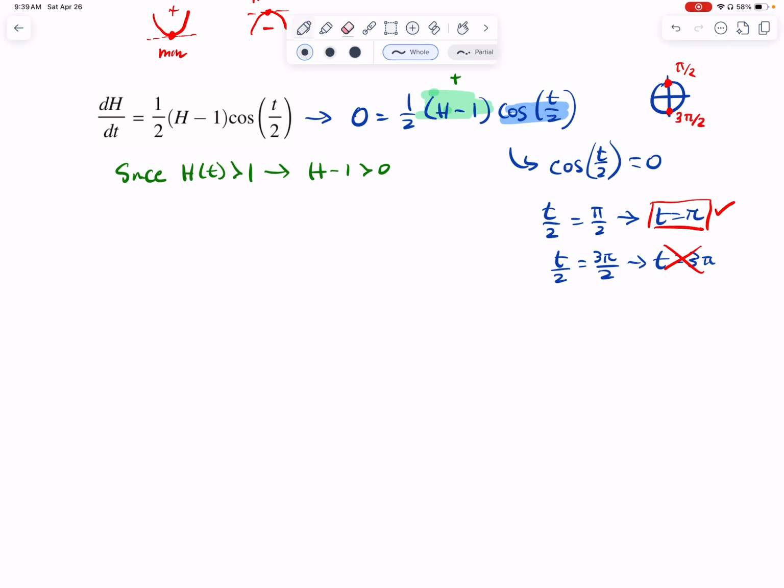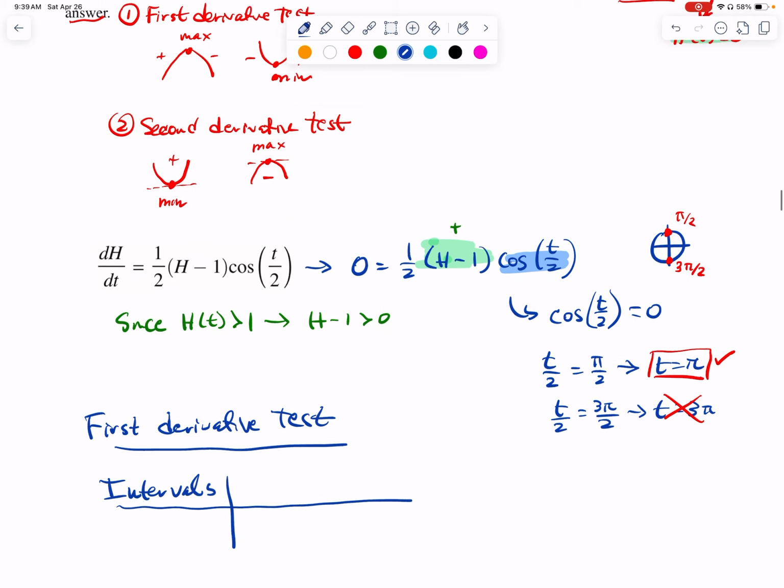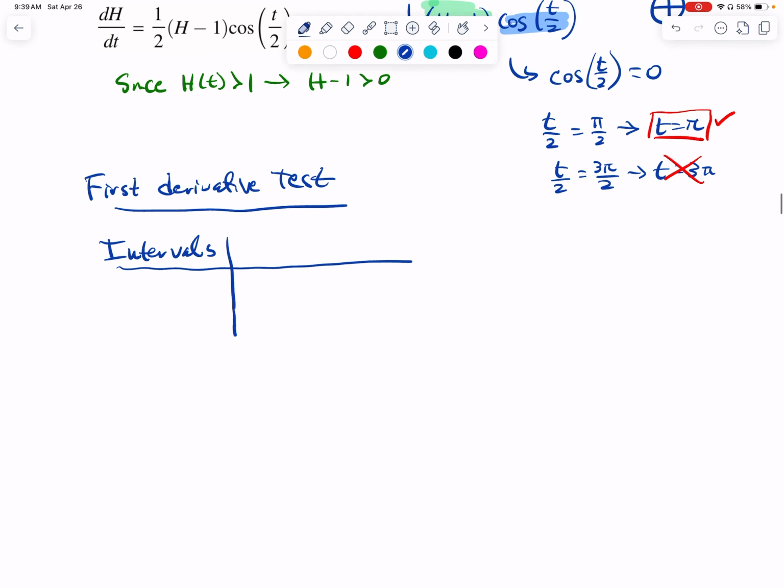So here, let's talk about the first derivative test. And it'll go like this. We usually set up some intervals. And the intervals are essentially breaking up the domain that they gave us, which is from 0 to 5. And that's going to be broken up at our critical point, which is pi. And then we'll go from pi to 5. And now we just need to find some x values. And by x values, I mean t values in each one of these intervals.